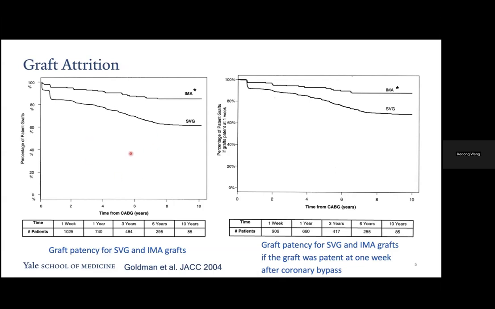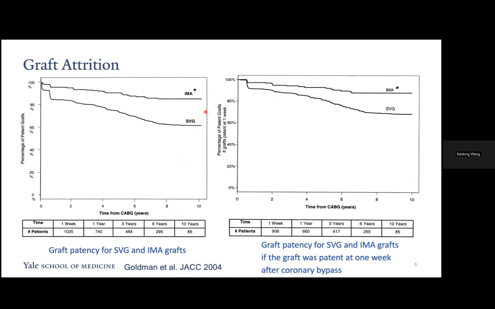So this chart shows that on a per graft basis, the authors found that after about 10 years post-CABG, 39% of vein grafts are occluded and 15% of IMA grafts are occluded. So a higher rate in the vein graft compared to the IMA grafts.